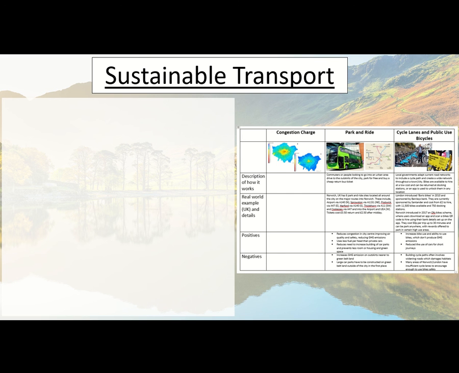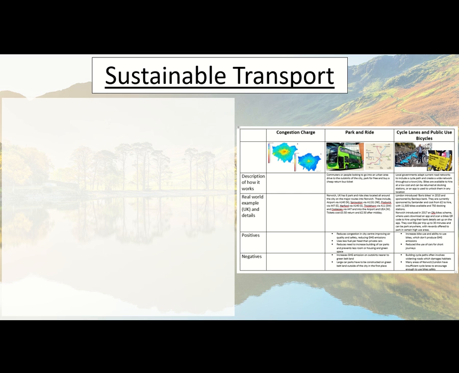But the thing that we're going to focus on, because this is the one that ties into the exam board's specification, is sustainable transport. So this links really nicely with the changing cities topic, and again shows you how the changing cities topic links to the ecosystems topic, links to the resources topic, and they're all jumbled together synoptically. So on 365 is a handout that you can see on the screen now. It's got 3 different sustainable transport methods: congestion charge, park and ride, and cycle lanes and public use bicycles.